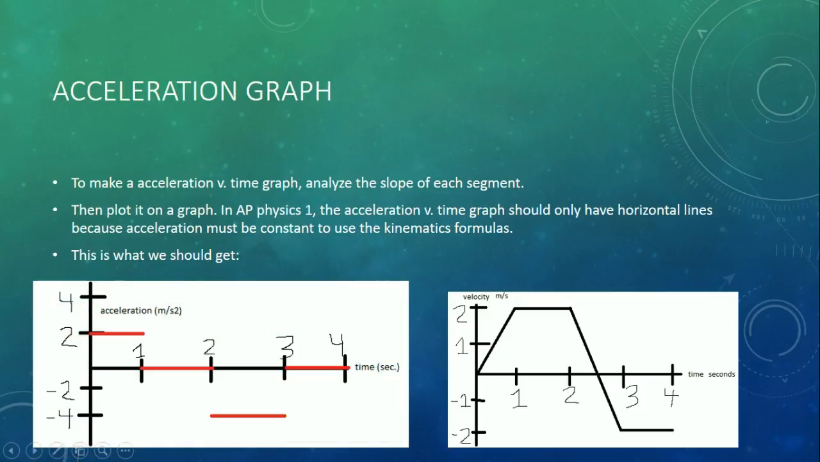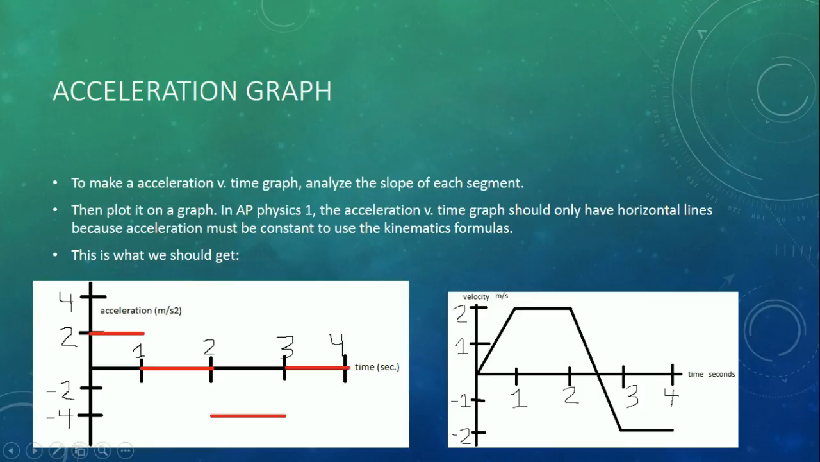So acceleration is meters per second squared. So from 0 to 1 second, it's accelerating 2 meters per second squared in the positive direction. From 1 to 2 seconds, it wasn't accelerating at all. Constant velocity, no rate of change. From 2 to 3, the rate of change of the velocity was double the first one, but in the opposite direction, so slowing down. And then from 3 to 4, it did not change at all.